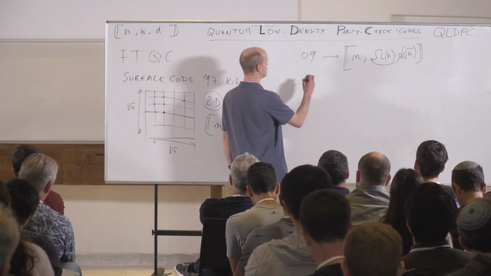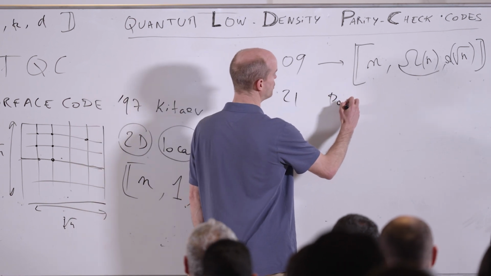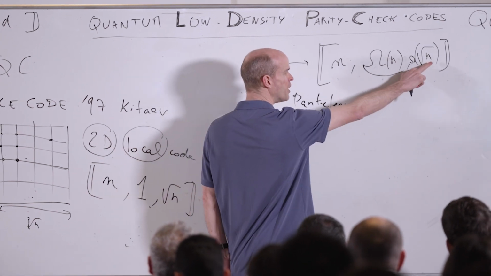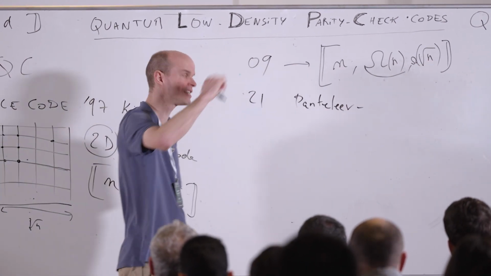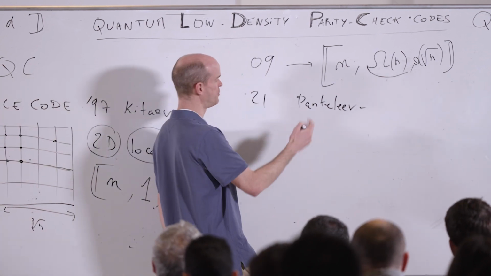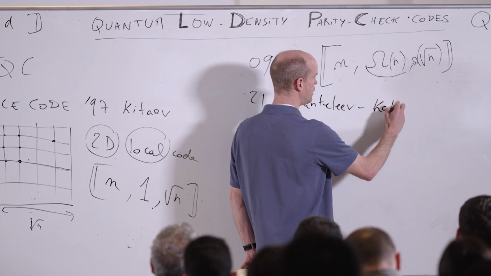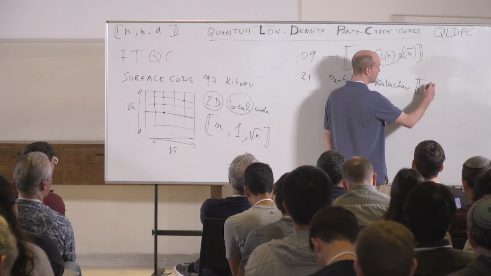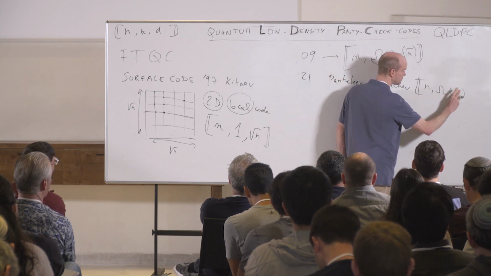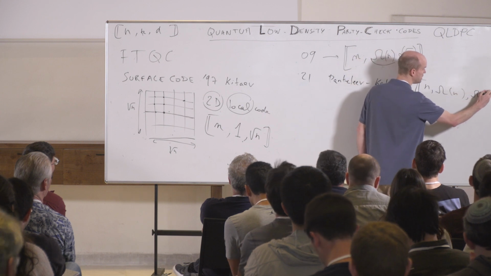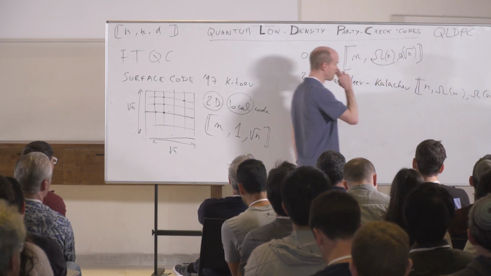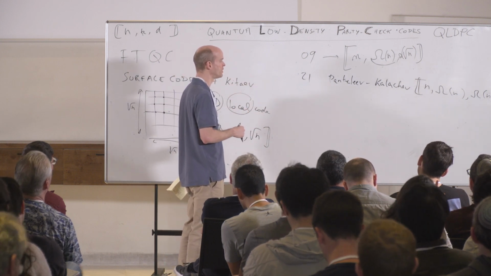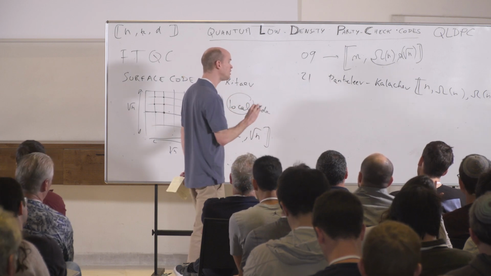Two years ago, there was a breakthrough. First there was a breakthrough by Hastings and co-authors that went from square root n to n^0.6. And then, 18 months ago, Panteleev and Kalachev showed that we could do good quantum LDPC codes. Good means that everything is linear in n, so the dimension and the distance are both linear in n. Their initial construction was not too easy. We'll talk about a different construction that we have with one co-author that is a bit easier.